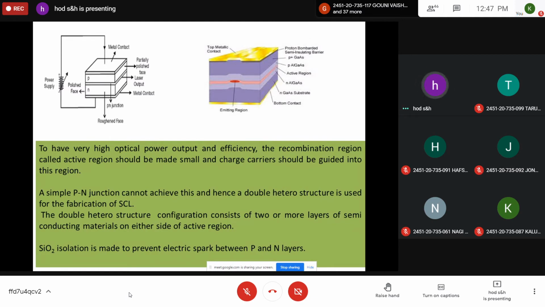All these arrangements are made so that you can see the emitting region. It is represented with a red zone, the small active region. In this region only, the charge carriers from the P side and N side will recombine. At the same time, this recombination energy comes out in the form of optical pulses. Both are achieved simultaneously by fabricating this active region. So a heterostructure is used instead of a PN junction diode structure, which is a homostructure.